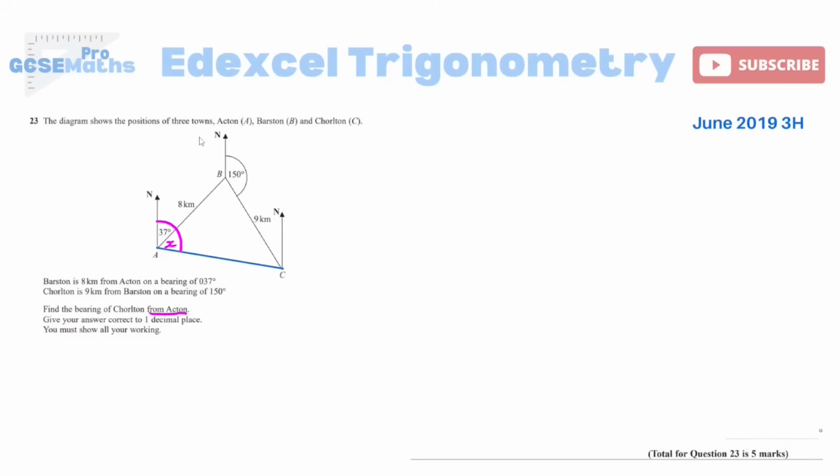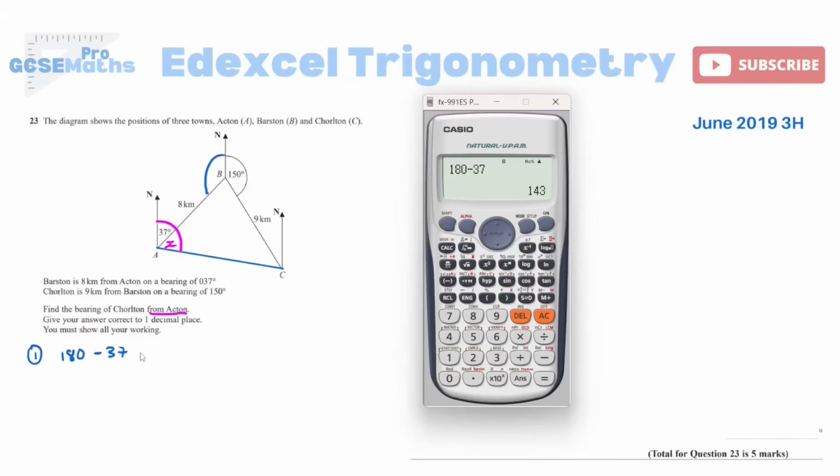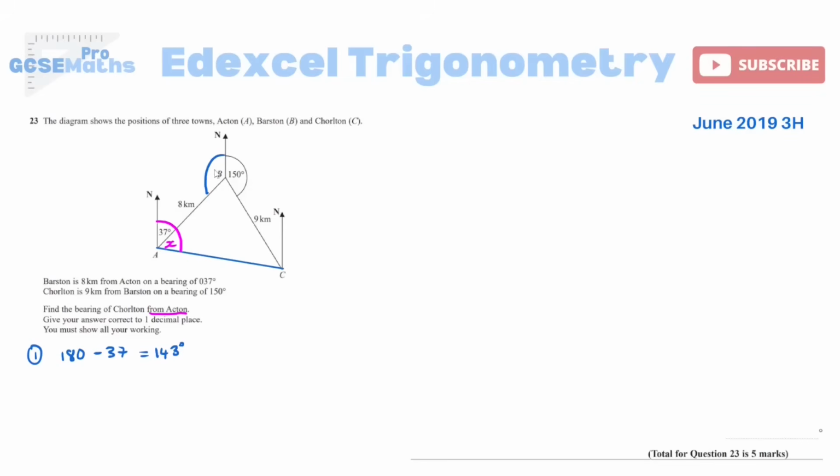Well, with bearings, the north lines are obviously all parallel because they're all going in the same direction towards north. So thinking about angles on parallel lines as well, before I even delve into trig, I could work out this angle because of this shape here. That is co-interior angles, they add up to 180. So 180 minus 37, obviously this is a calculator question because you're going to end up with the decimal answer. That gives me 143. As you can see, it's not the same as 150. You don't know if that other side is the same as 150, so don't ever assume anything unless it's explicitly told to you.